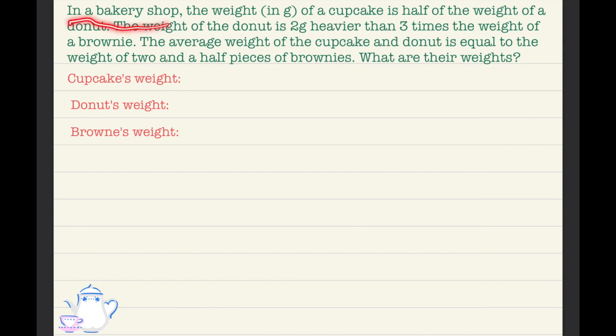So in a bakery shop, the weight in grams of a cupcake is half of the weight of a donut. The weight of the donut is 2g heavier than 3 times the weight of a brownie. The average weight of the cupcake and donut is equal to the weight of 2.5 pieces of brownies. What are their weights? We weren't given clues about the brownie's weight, so we just write x.